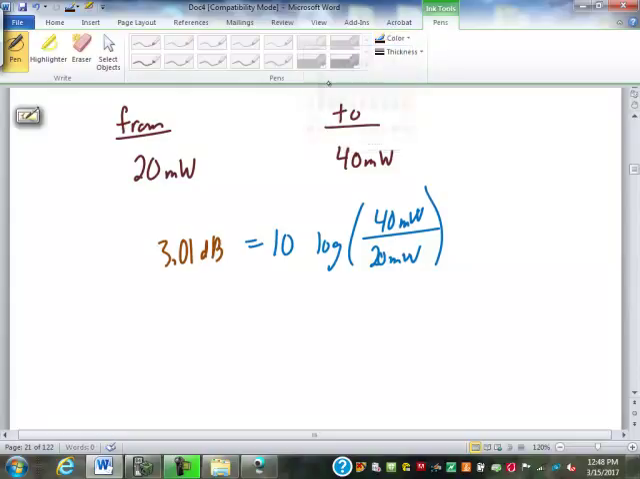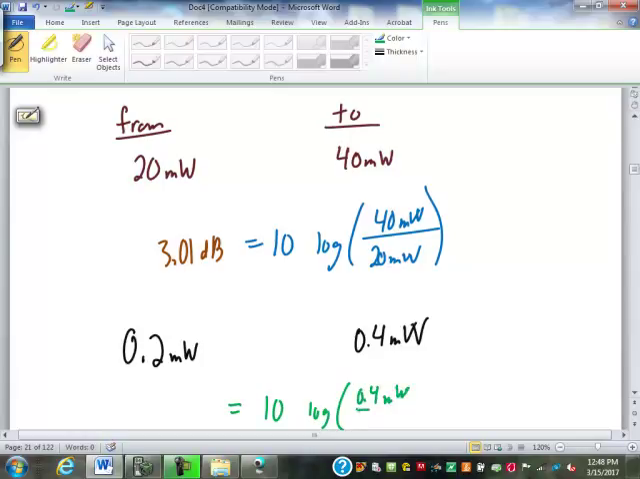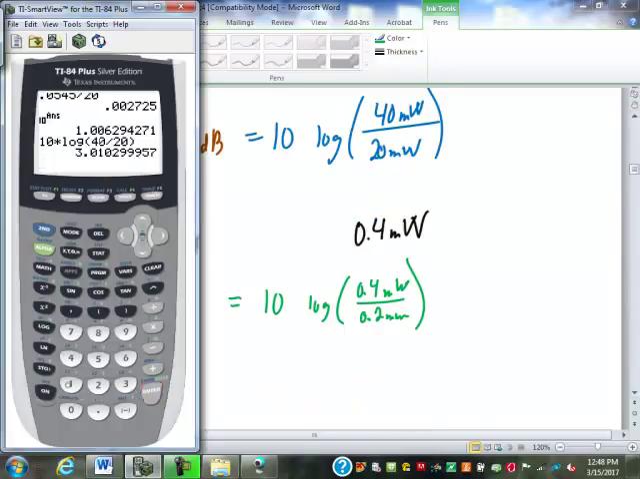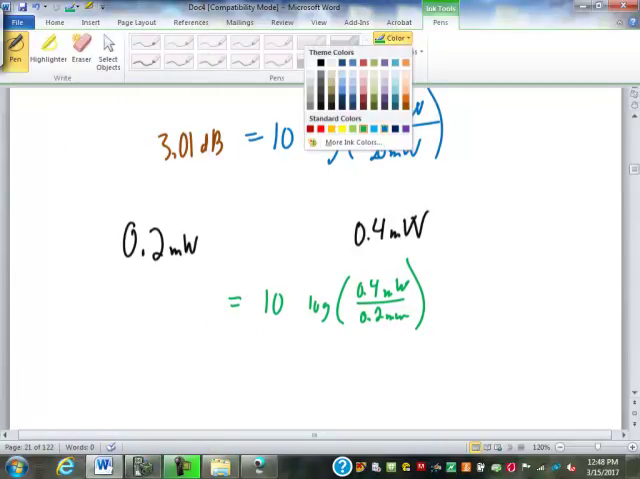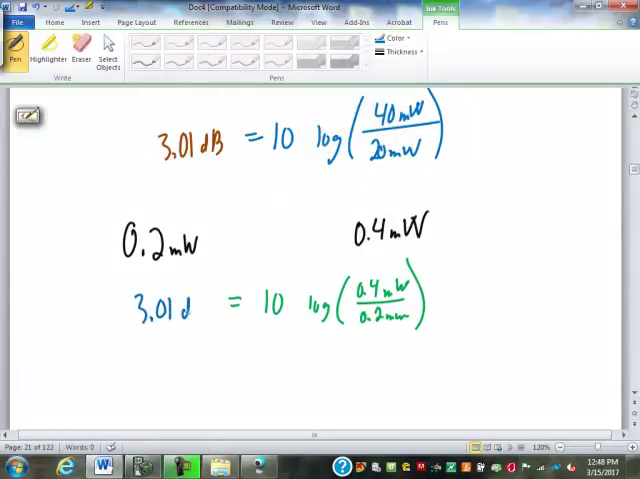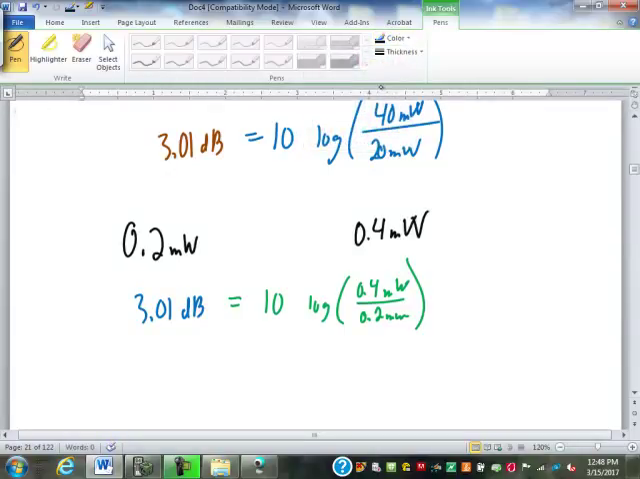If it goes from 0.2 milliwatts to 0.4 milliwatts, ten times the log of 0.4 over 0.2. It's still 3.01 dB. And that's one of those things that really feels strange to a lot of people.